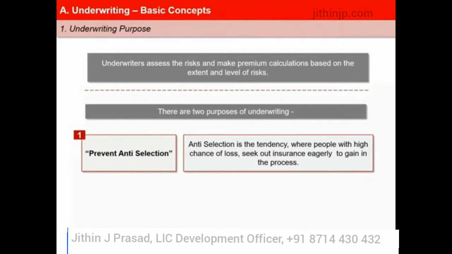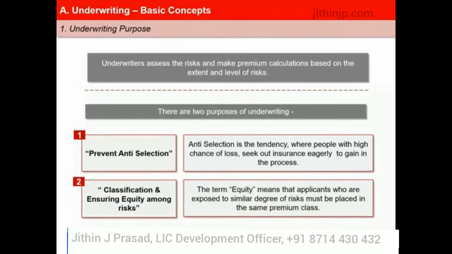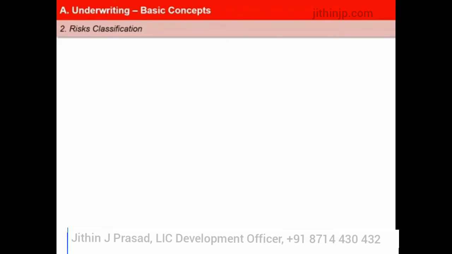And second is to classify risks and ensure equity among risks. The term equity means that applicants who are exposed to a similar degree of risks must be placed in the same premium class. Life insurers use a mortality table to determine the premiums to be charged. To assure equity, the underwriter engages in a process known as risk classification. That is, individual lives are categorized and assigned to different risk classes depending on the degree of risks they pose.